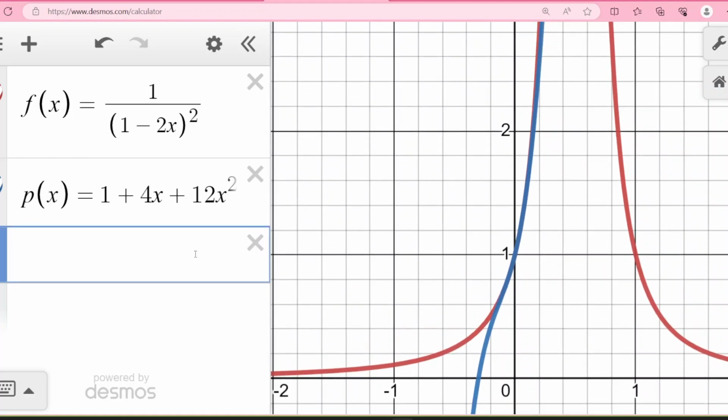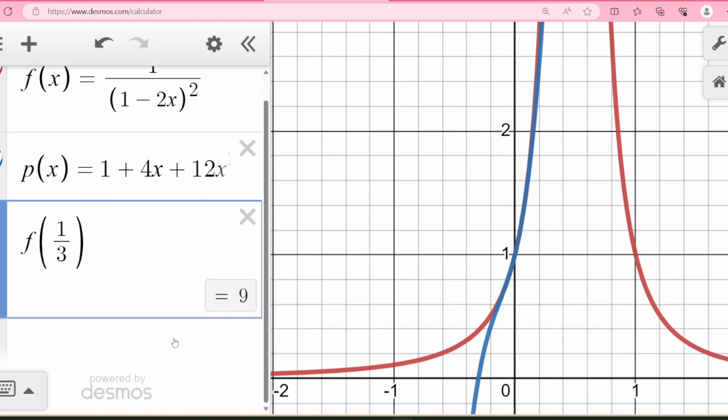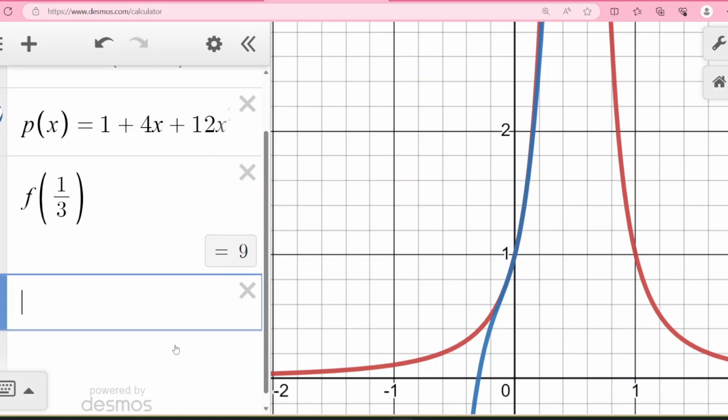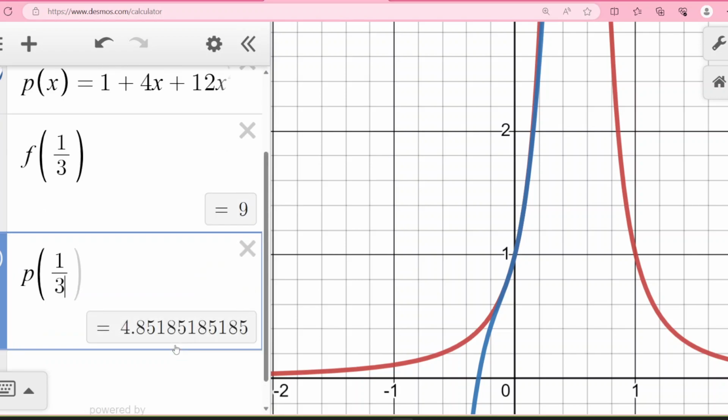But so f of a third, the actual value, is 9. That'd be 9. And then the polynomial at 1/3 is not great actually at all. But still, this is what they want us to use. Now, if I kept adding more and more terms of that polynomial, you'd get a closer and closer approximation. It should converge to 9 at x equals 1/3.